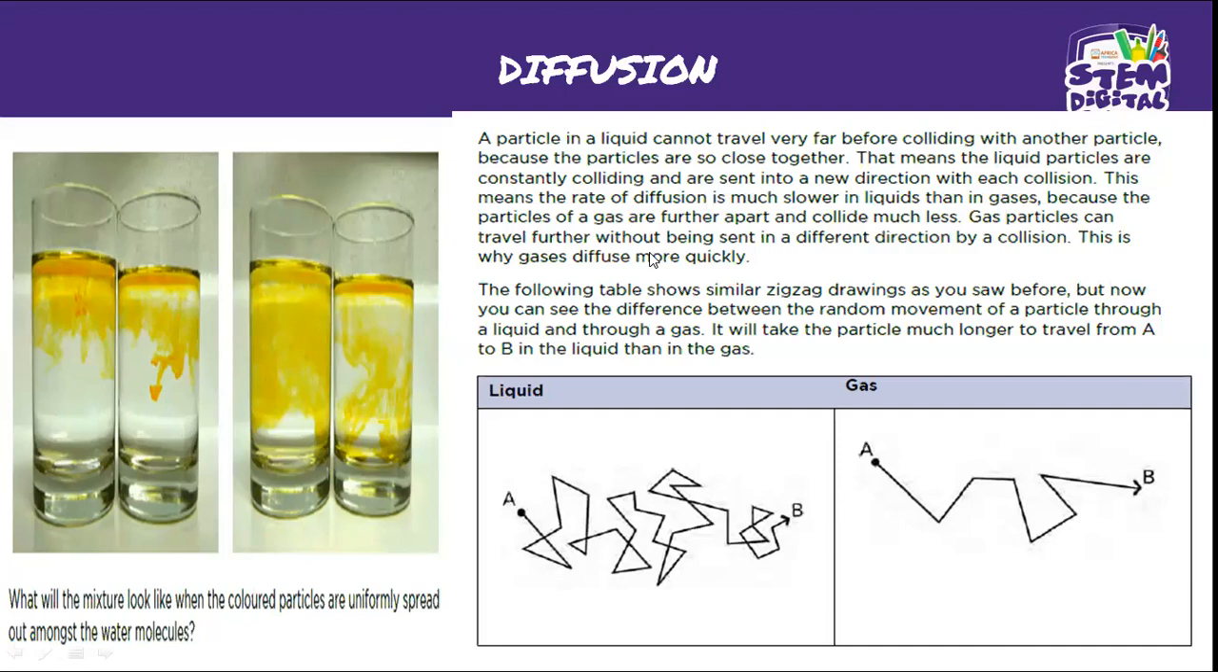So if you look at this color, we can say liquid. That is the particles of this color in water, busy behaving this way, as we can see. Yes. So you can see it started going this way, then it changed direction. It changed direction. It changed direction. But if you look at the gas particles, the change of direction is not much. So that's why they travel fast.